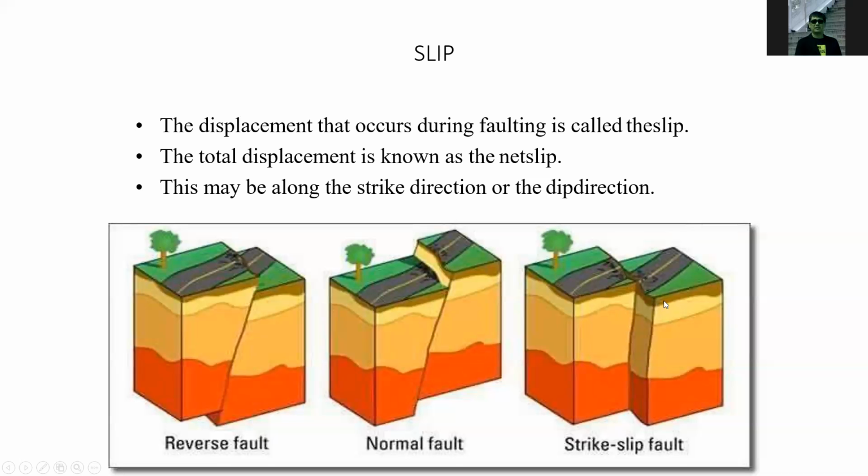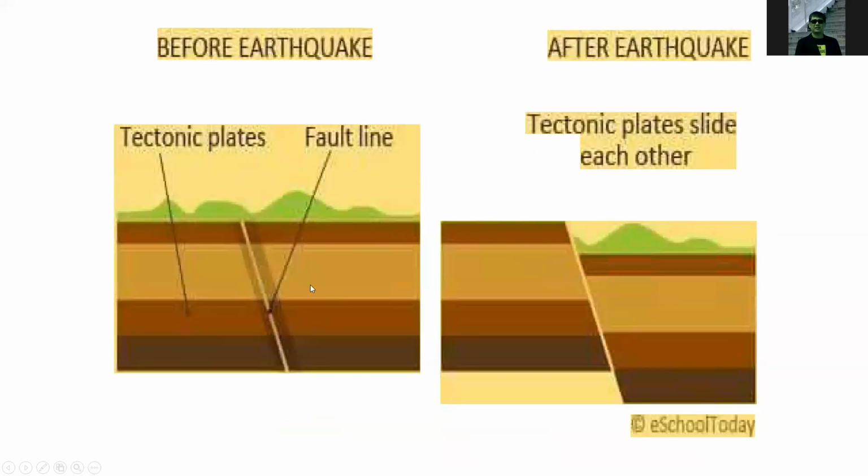During an earthquake. So before an earthquake, this is the fault line. These are the tectonic plates, and this is the fault line. And after an earthquake, the tectonic plates slide past each other, and then you can see that there is a slip or a dip on this fault line. And the planes are separated from each other.